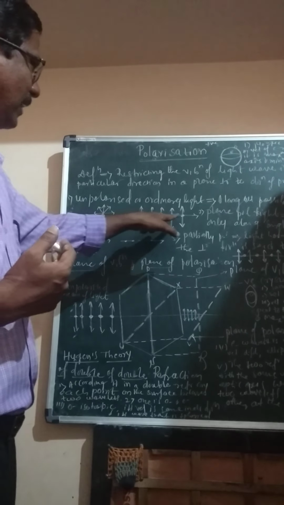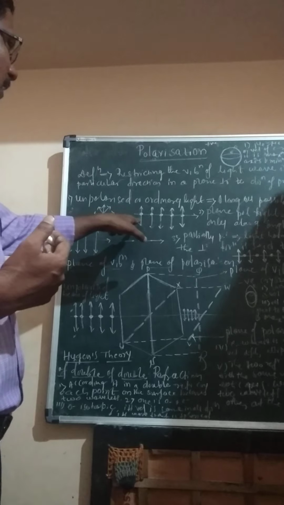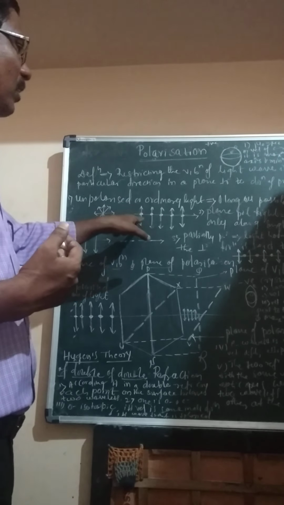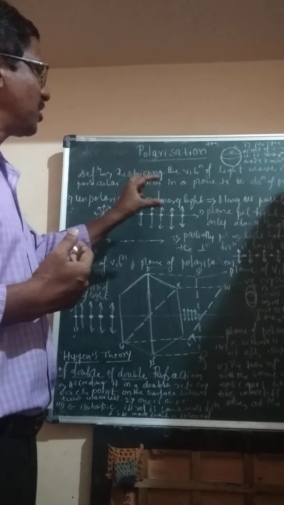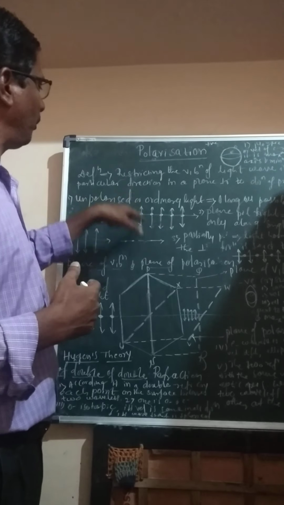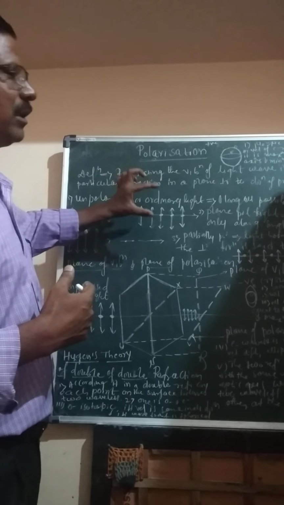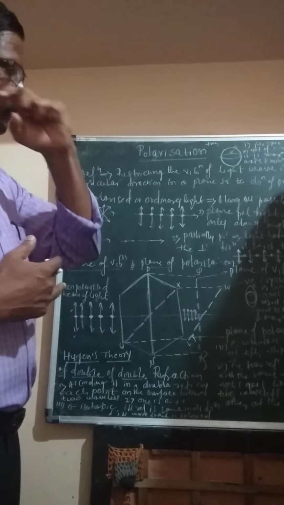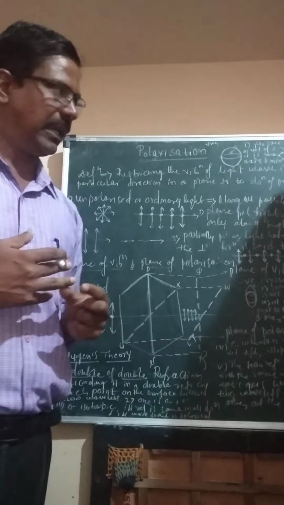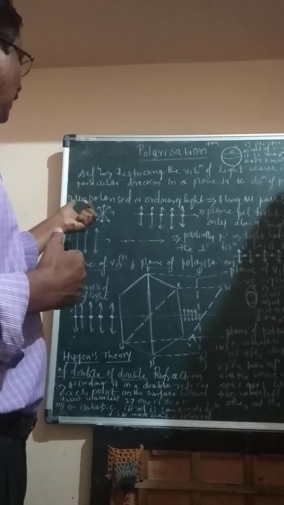This is also a geometrical representation of unpolarized light. Here the vibration of the light wave takes place along all possible straight lines in one particular plane perpendicular to the direction of propagation of the light waves, which is called unpolarized light.